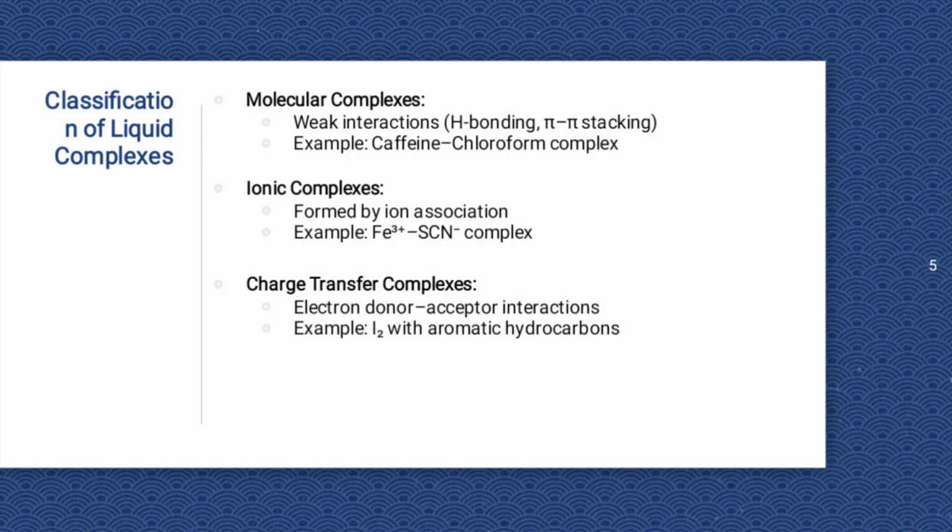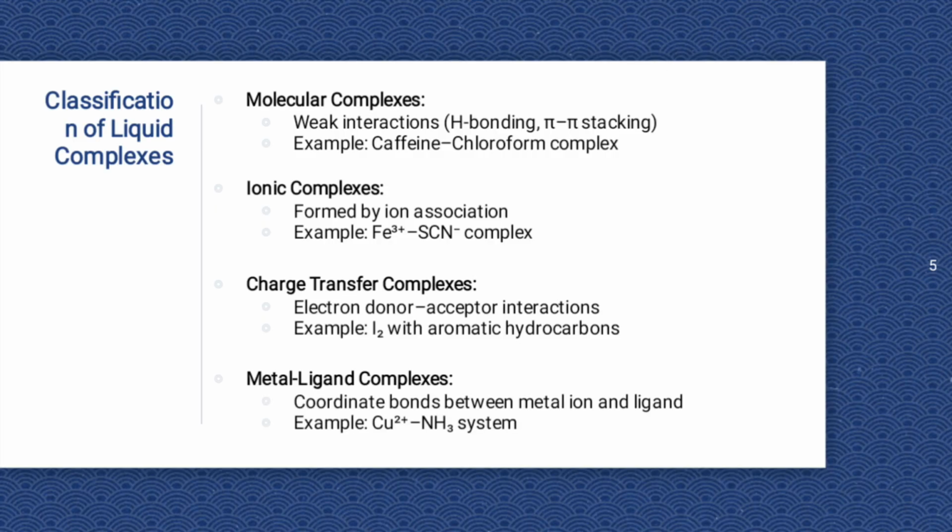Then moving to the next one, that is the charge transfer complex. Here the result is a donor-acceptor interaction where an electron cloud is partially shared, such as iodine with aromatic hydrocarbons. And moving to the last one, that is metal-ligand complexes. Here a true coordination bond occurs. Example, copper ion with ammonia. So each type differs in the strength of interaction and the stability of the complex.